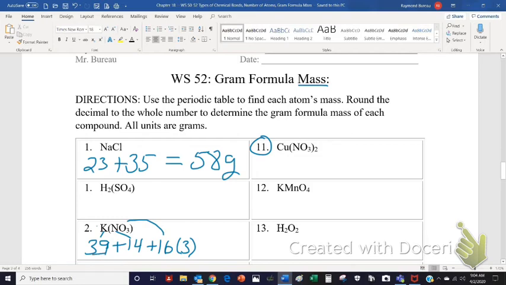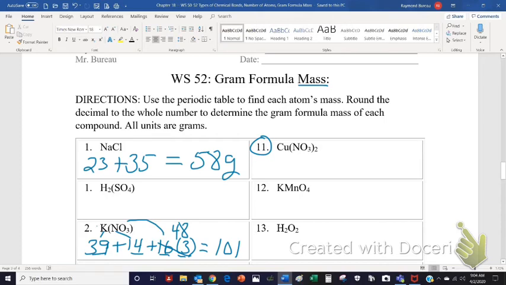So now I have 39 plus 14. Oxygen's mass is 16, but we have 3 of those. So now all I have to do is do the math. 39 plus 14 plus 16 times 3 is 48. Remember, order of operations. Add those together, we get 101. And that's really all there is to it.